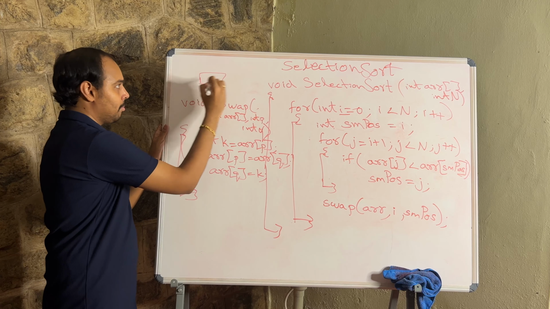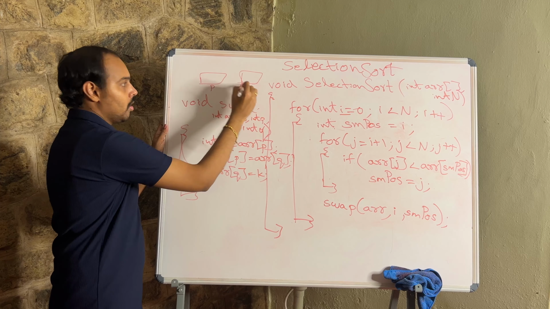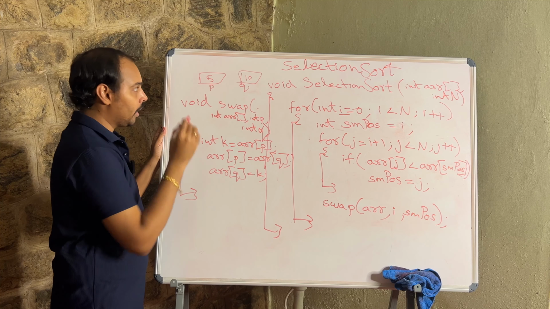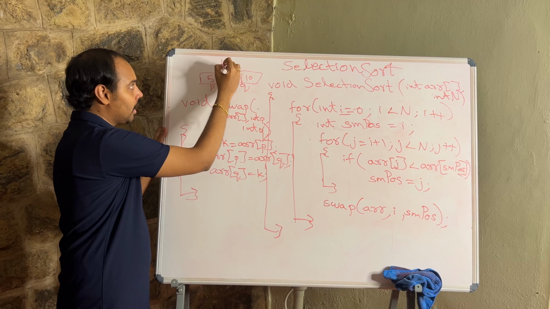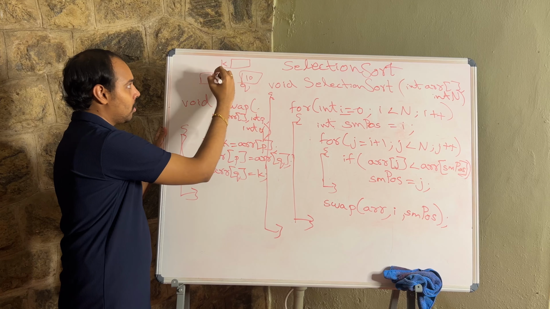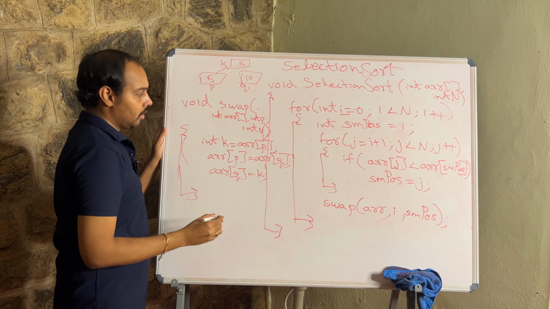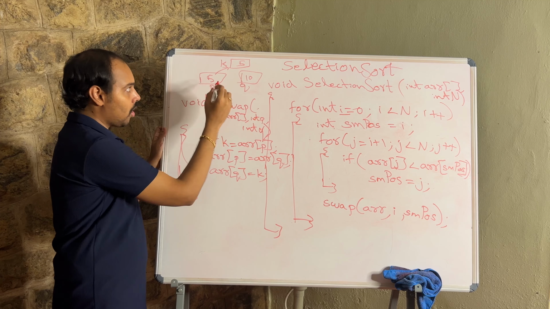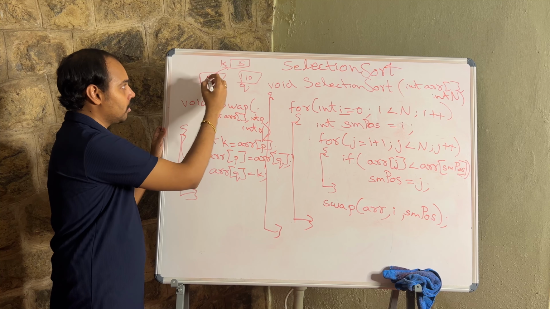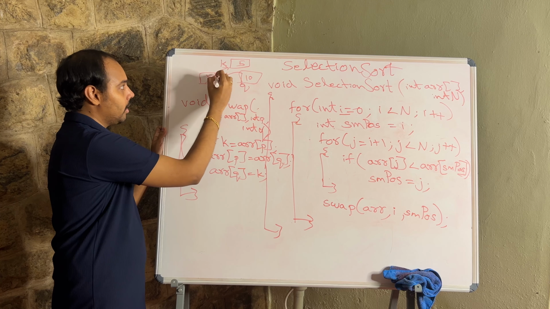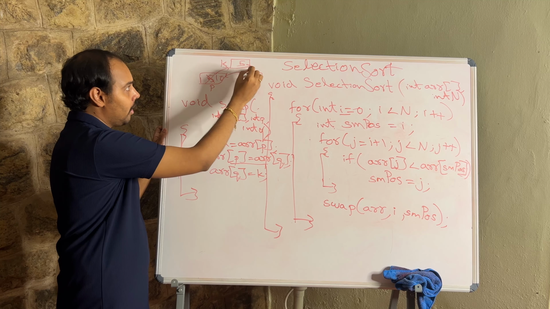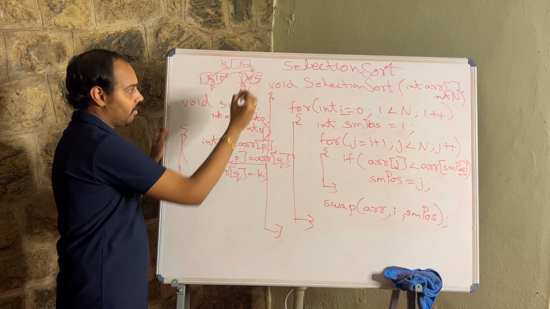We have two elements p and q. If we want to swap the elements 5 and 10 here, we take a new element k where we copy whatever is in p. So we copied it here, 5. Then since 5 is copied, you can just replace the element in p with q. So we copy 10 here, and finally we can copy whatever is in k to q. So we copy 5 here.